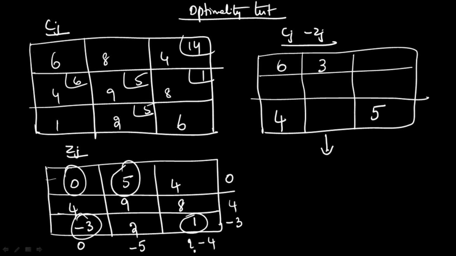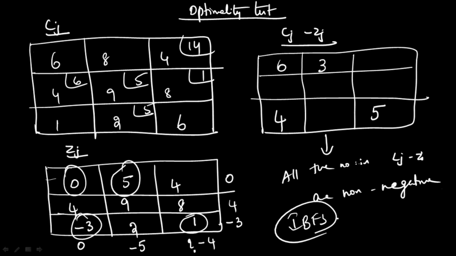So all the numbers in Cj minus Zj are non-negative. Non-negative means what, Nana? It should be either 0 or positive. Is it non-negative? Yes. You have only 0 or positives here. There are no negatives. Therefore, the IBFS what you have got is the best solution. The IBFS what you have got initially is the best solution because it has satisfied the optimality test.